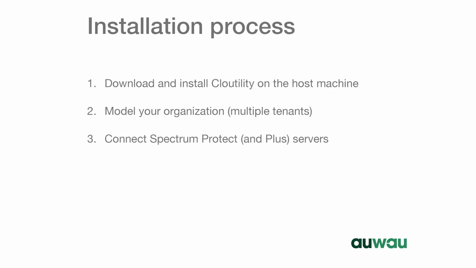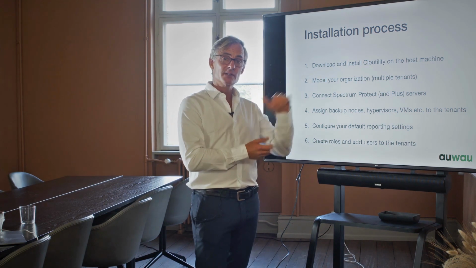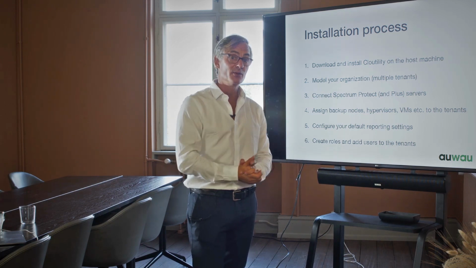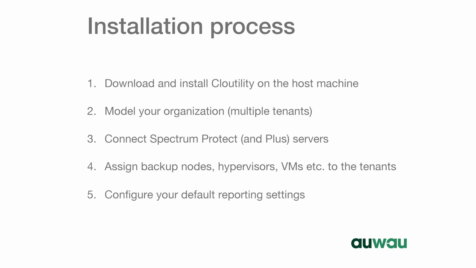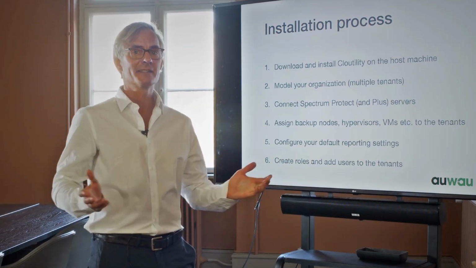After that, you connect one or more Spectrum Protect servers or Spectrum Protect Plus servers to Cloutility, and after this connection, you will see a list of all the items, all the backup nodes or virtual machines or Microsoft 365 tenants that you have on your backup servers, and you can now start assigning these items to the business units in your hierarchical multi-tenant model. You would now configure your report settings so that you have your default settings configured, and finally you create the roles for your users, and you can start adding users to the different tenants with the right roles. The total time of the installation process is very often less than 2 hours.